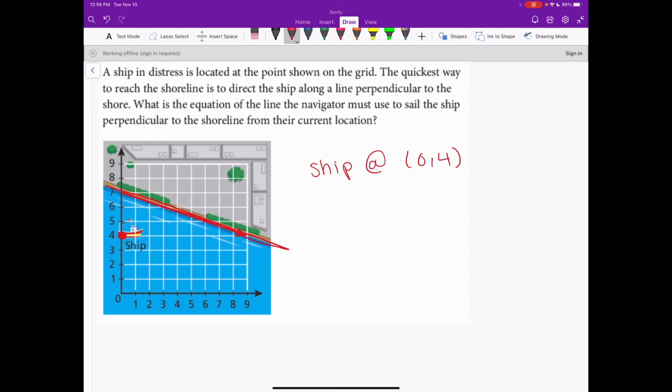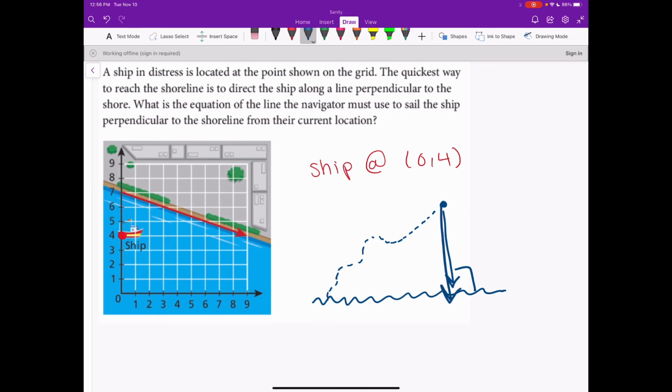We're going to have to find the equation of a line that is perpendicular to that red line, so that the captain can say, hey, follow this line, we'll get to the shore the quickest, right? Because obviously, here's the shoreline. If you're out here, you're going to want to go straight towards the shoreline at a perpendicular angle if you're trying to get to safety. You want to go directly there.